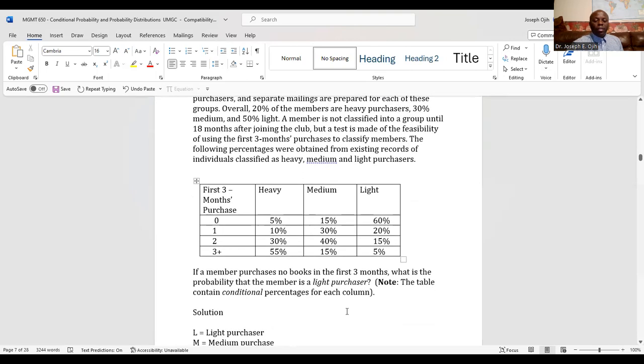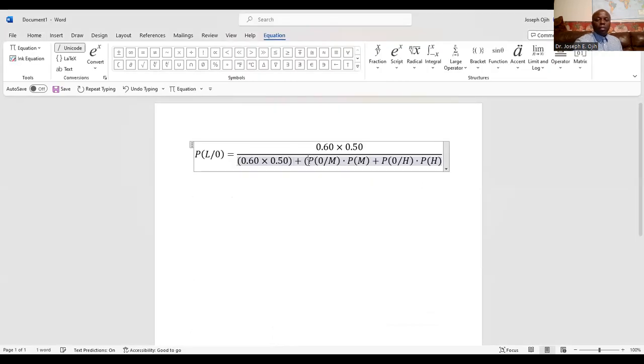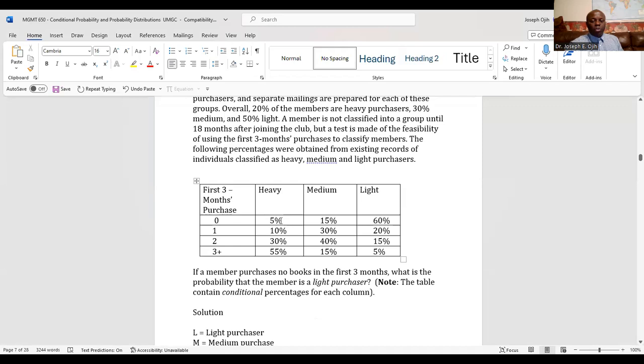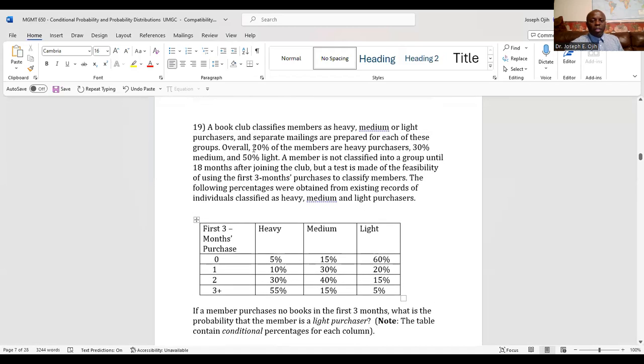Okay, so for medium we have 0.15 times 0.30. All right. And then the next one will be plus for the heavy, which is 0 given heavy. Like I said, we have it here. No purchase given heavy is 5%, right? It means 0.05 times the probability of heavy. This is for heavy here, 20% are heavy purchasers. So 0.05 times 0.20 for heavy.